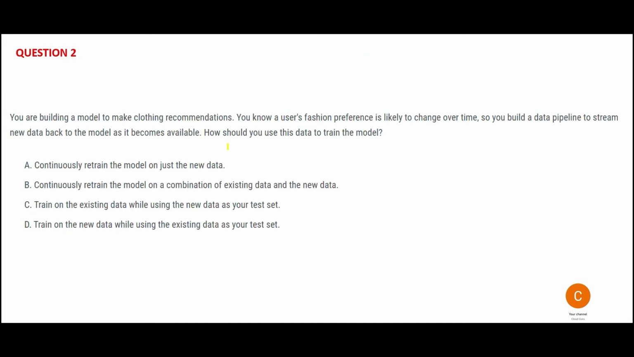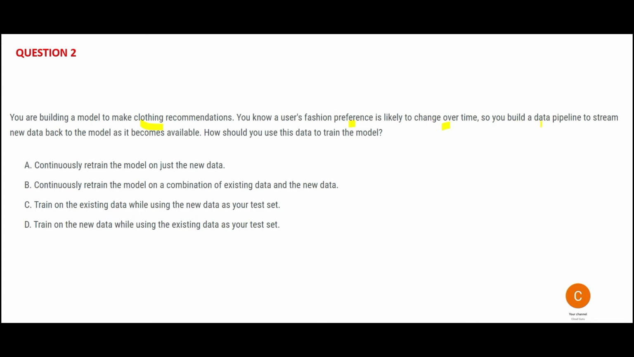So here in this question, you want to make a clothing recommendation based on certain preferences. Suppose you know that this is a person and she always likes lehenga over sari. If you know that preference, then you can make clothing recommendations. But this preference may change over time, right? She liked lehenga 3 years back. But did that change over time?